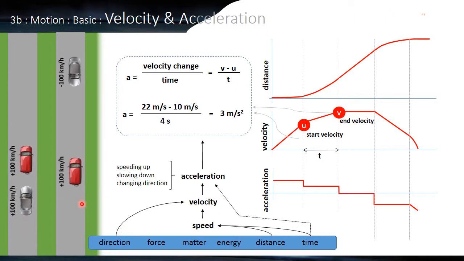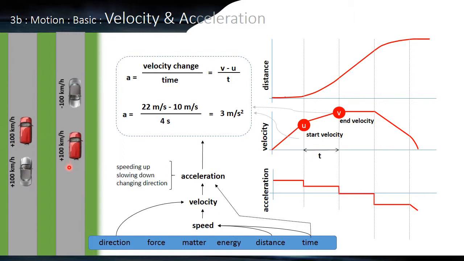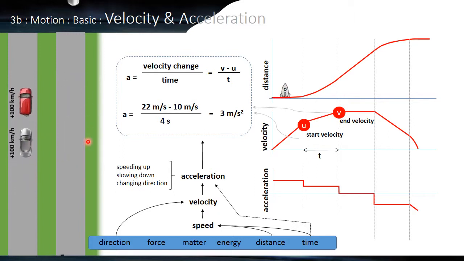Now over here we've got 4 cars. All of them have the same speed. They're all going 100 kilometers per hour. But as we can see here, this grey car has a different direction to the rest. And we indicate that with the minus sign.